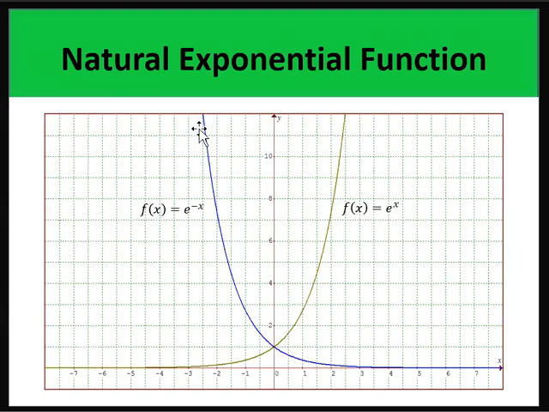Since e is the base, which is approximately 2.71, the base is higher than 1, which means that the graph is an increasing exponential function. Now the other one, the blue graph, since the exponent x is negative, the graph of e raised to x is reflected along the y-axis to get this blue graph. So these are the graphs of e to the negative x and e raised to x.